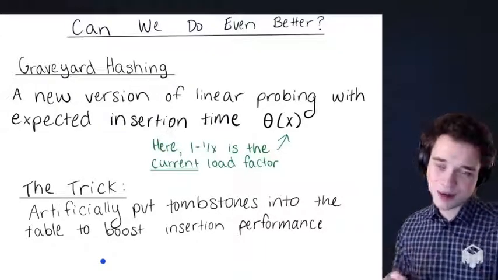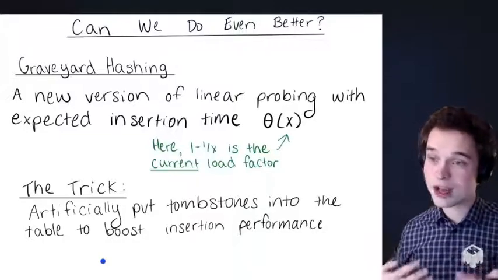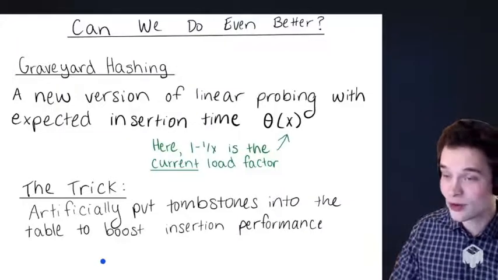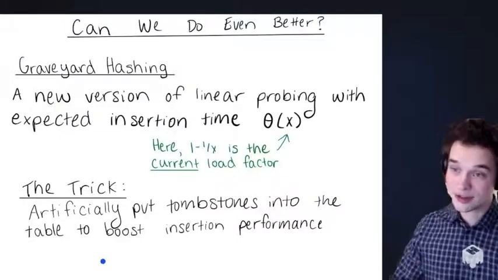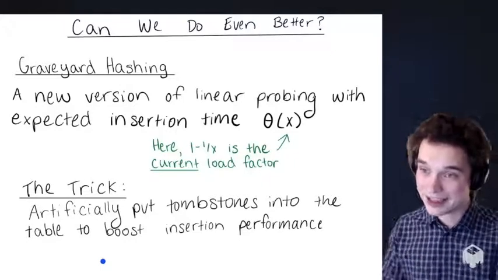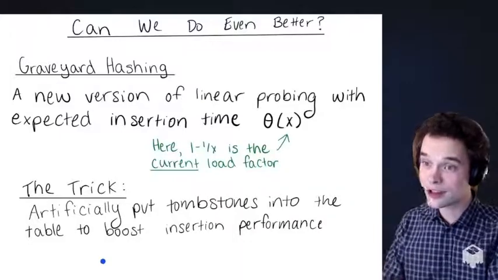In particular, the idea is that maybe tombstones are so helpful that even when we're not doing deletions, we should sometimes just artificially add extra tombstones into our hash table so that we can benefit from their anti-clustering effect. So we actually prophylactically place tombstones into our hash table to boost insertion performance, even on insertion-only workloads.